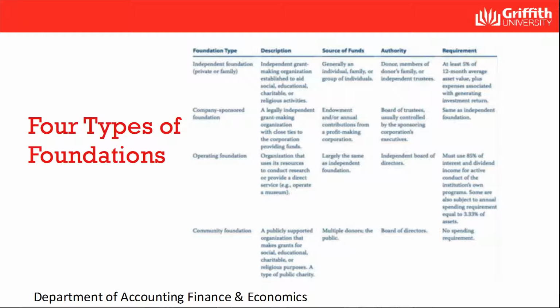There's company-sponsored foundations, and the source of funds may come from an endowment and/or annual contributions from the profit-making corporation. There's an operating foundation, which is an organization that uses its resources to conduct research or provide a direct service. And it's largely the same as an independent foundation in that funds generally come from the individual, family, or groups of individuals.